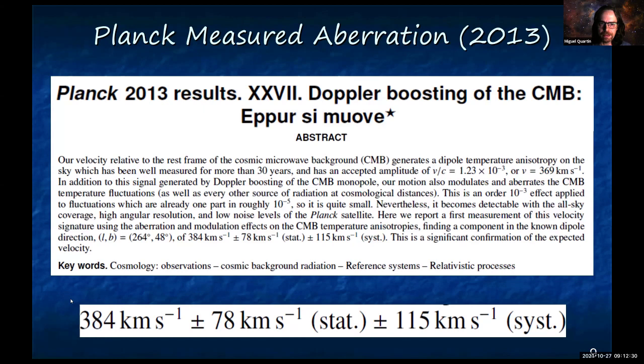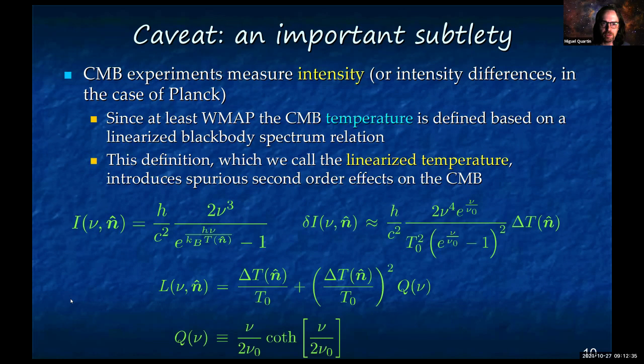Yeah. Now there's a caveat, and I'm going to discuss it at times during my talk. There's an important subtlety to these kinds of measurements. The point is that CMB experiments do not measure temperature, they measure intensity, or if you prefer, in the case of Planck, intensity differences. So basically since WMAP and COBE, or even before, temperature has been defined through a linearized blackbody spectrum relation. This definition we refer to as linearized temperature. And this was first pointed out by this Planck paper. This introduces spurious second order effects in the CMB, which are not primordial. They come just from the fact that you convert intensity to temperature not using an exact formula, just a linearized first order formula.